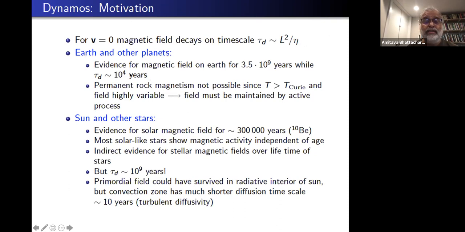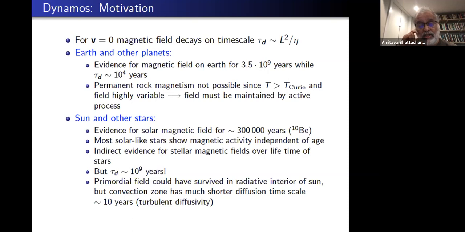In Earth and other planets, you know that you need a dynamo. And permanent rock magnetism is not possible because the temperature in the Earth's core exceeds the Curie temperature, and the field is highly variable. So if you put this all together, you must come to the conclusion that there must be a dynamo that shows how to generate large-scale magnetic fields. We don't understand it yet. The evidence is overwhelming for Earth and other planets that that must be so.